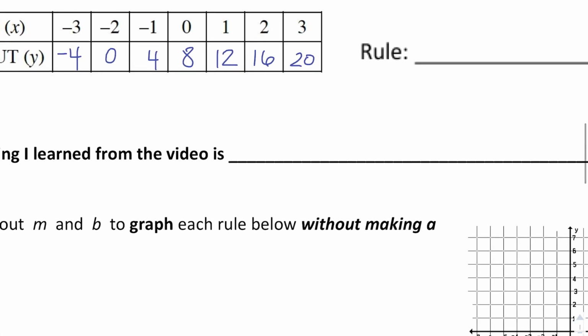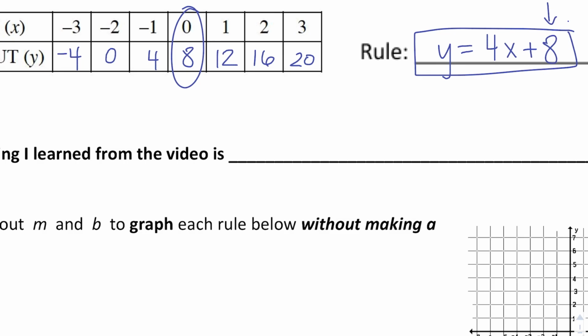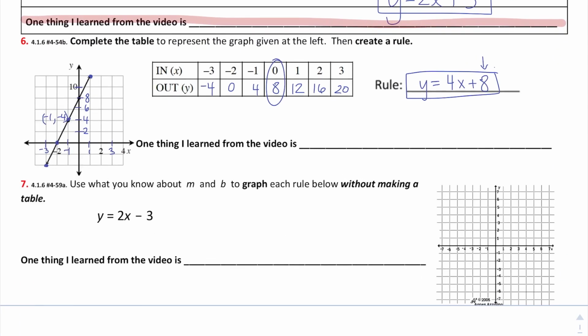Even though the graph didn't show it, you should be able to use the pattern to grow the table. And it looks like, since it's growing by 4s, the coefficient, the m, should be 4. So there's 4x plus, at 0, the value was 8. So that is the figure 0 value, 8, and that's the rule. So we got the table, the rule, and the graph figured out.